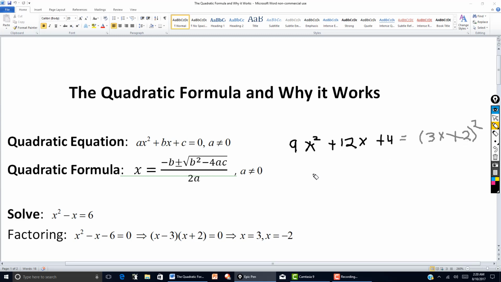Now in particular, I want to focus on those trinomials where the coefficient of the squared term is 1. So let's look at x squared plus 2x plus 1. If you try to factor this out, you're going to get x plus 1 times x plus 1. So this is equal to x plus 1, quantity squared.